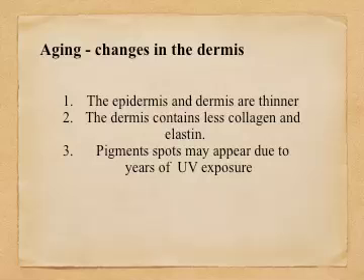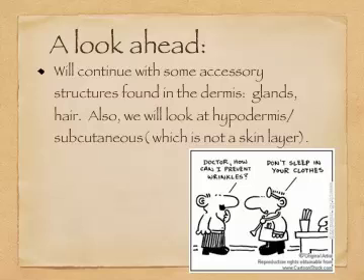They are permanent. Finally, we're going to be looking ahead at more accessory structures. Next video, we're going to look at glands and hair, and then we'll go down under the dermis to the hypodermis or subcutaneous layer, which is not actually skin. So this is the end of Skin Lecture 3.